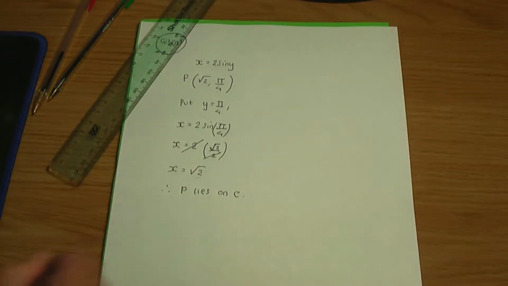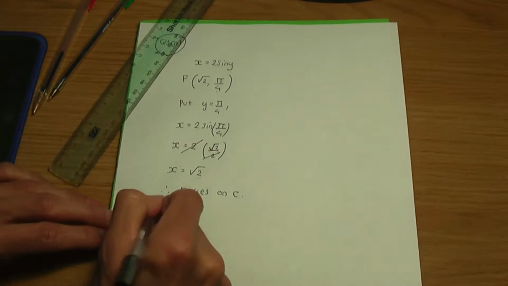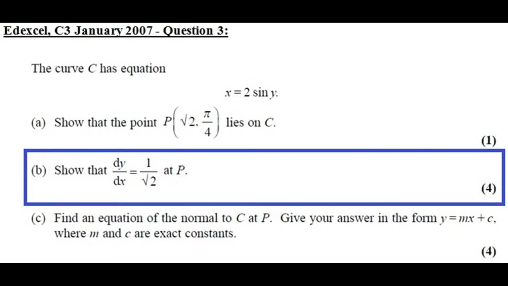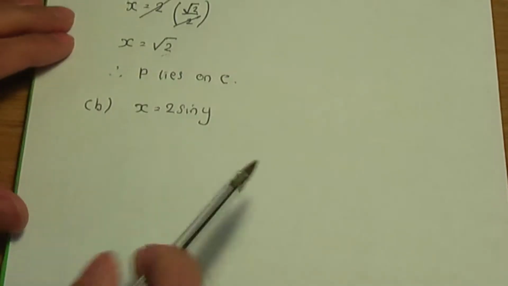So we have another part to do, part B. Let's go back to the screenshot. Part B is to show that dy over dx is equal to 1 over root 2 at P. So let's see how this is done. Let's go back to the paper and pen.